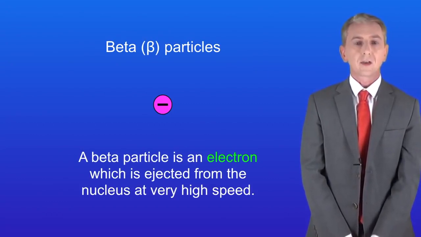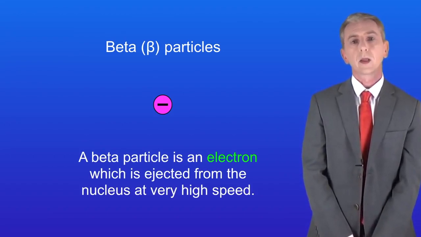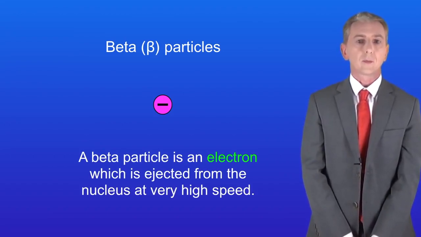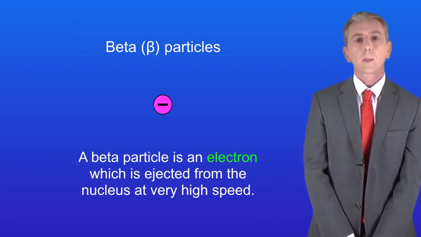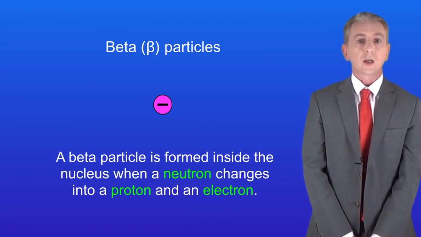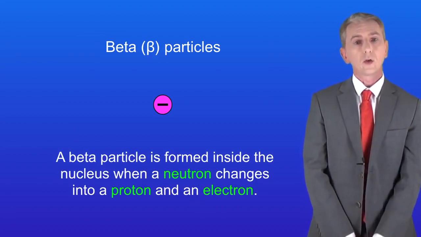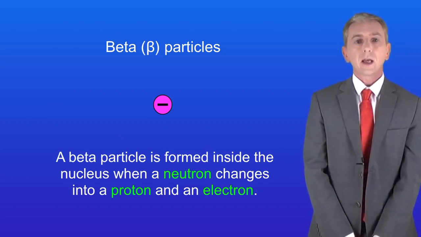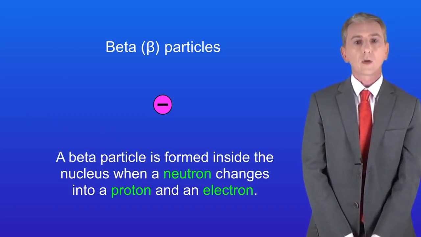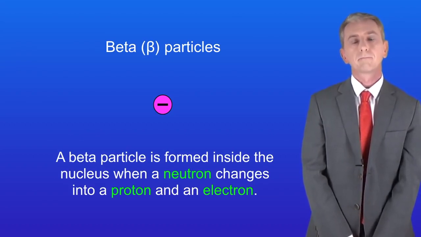A beta particle is simply an electron which is ejected from the nucleus at very high speed. Now we've already seen that the nucleus of atoms does not contain electrons, so where does the beta particle come from? Well, the answer is that the beta particle is formed inside the nucleus when a neutron changes into a proton and an electron. The electron is ejected from the nucleus, and we now call it a beta particle.